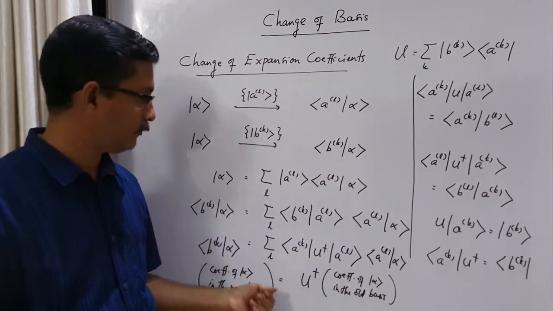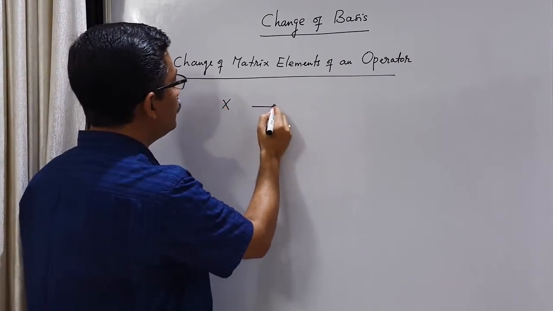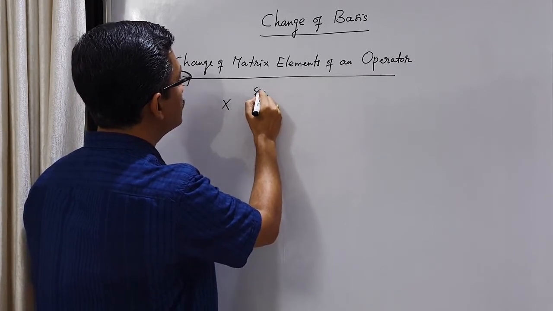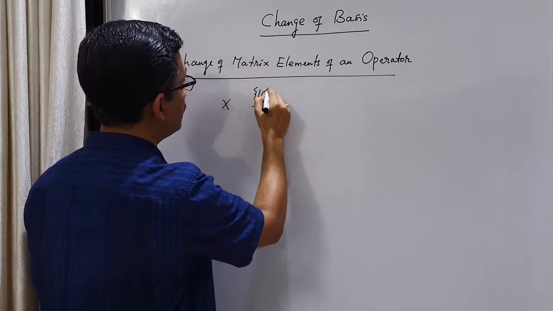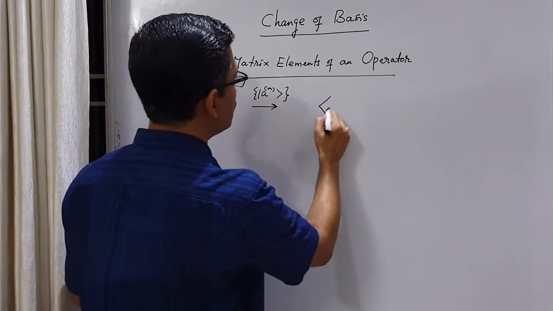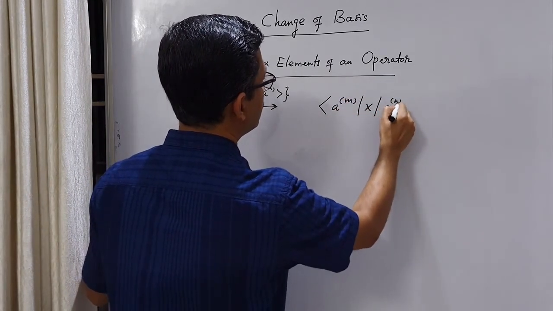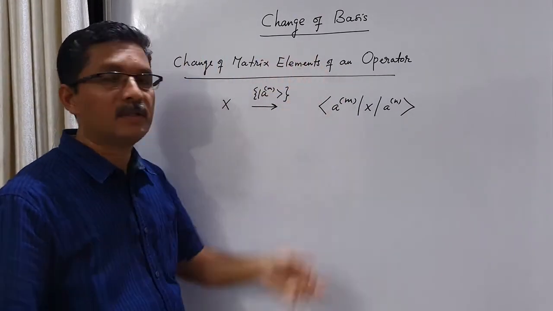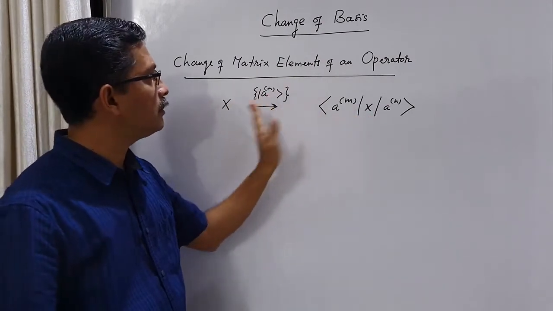Suppose we have an operator X. If we use the basis, let us say ket AM, then its matrix elements are, let us say, AM X AN, where M and N run from 1 to some capital N, where capital N is the dimension of the vector space. So this is the matrix element of this operator in the old basis.